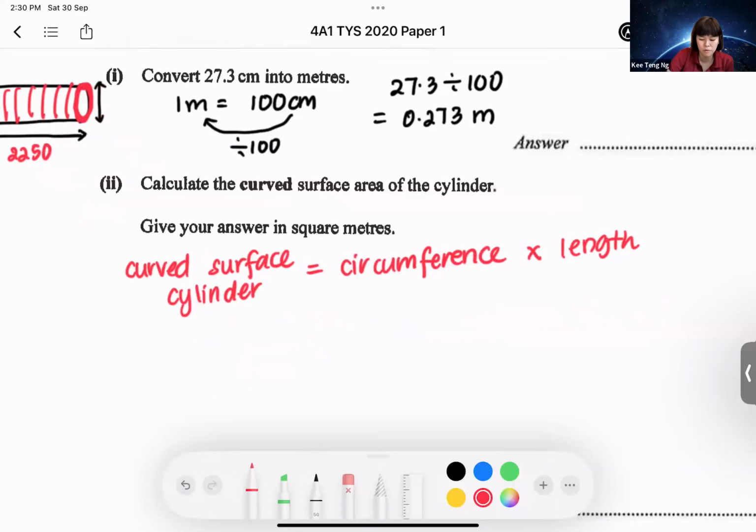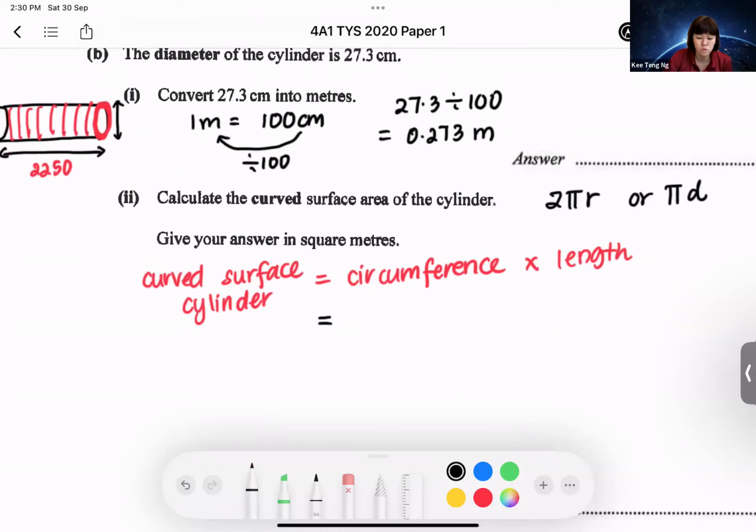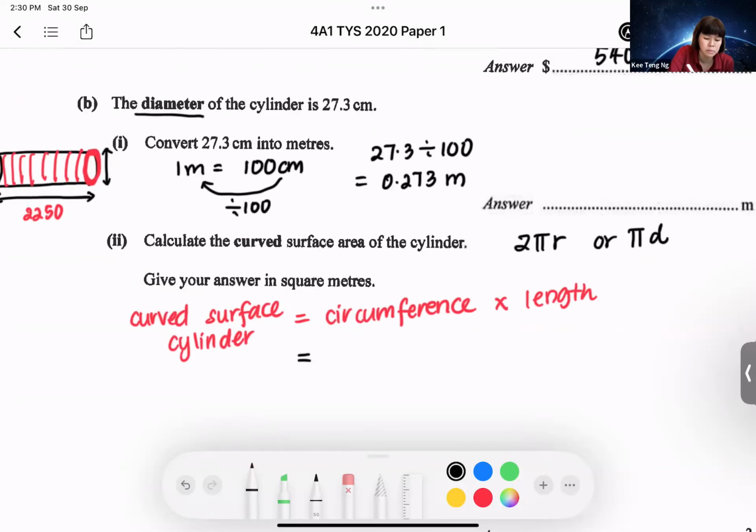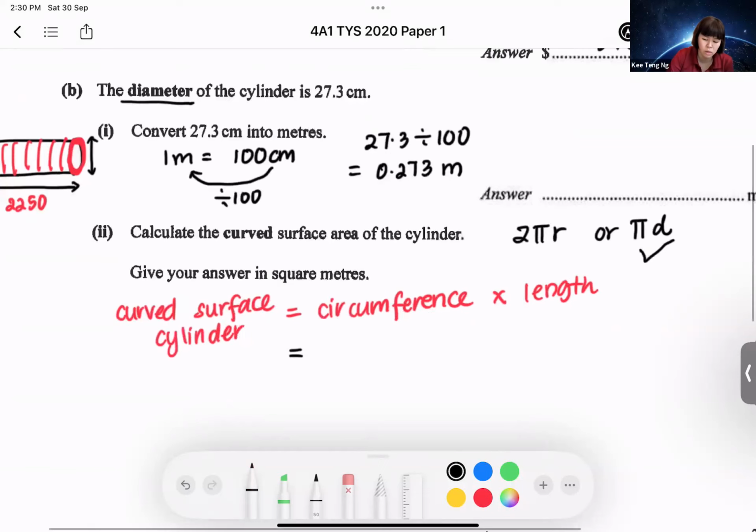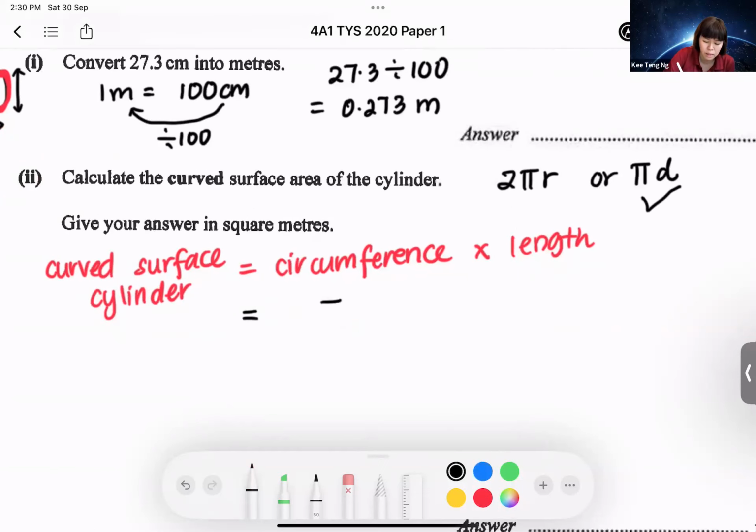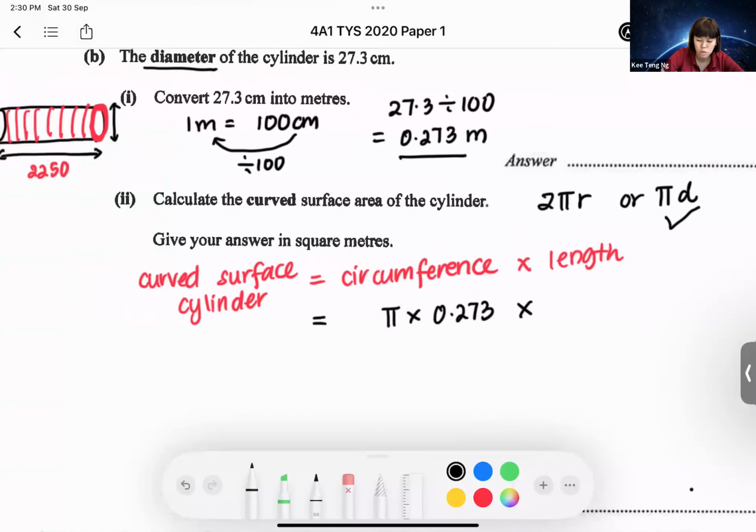Circumference can be given by the formula. There are two formulas, one is 2 pi r or pi d. This one also needs to be remembered, but since we are given the diameter, we should use pi d. So circumference will be pi times diameter in meters. Make sure they are all the same kind of units. So I'm finding everything in meters, multiplied by my length, which is 2250, also meters.